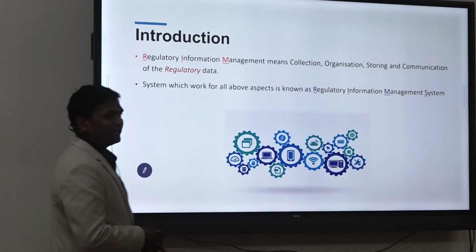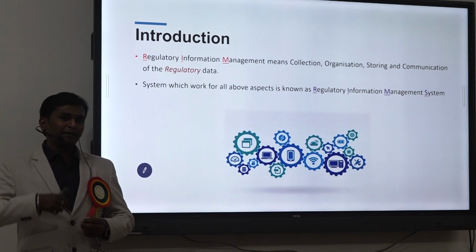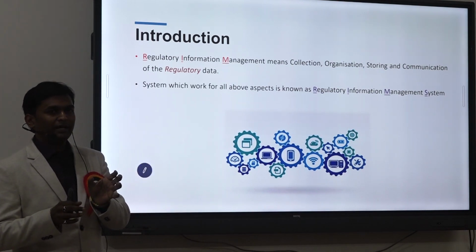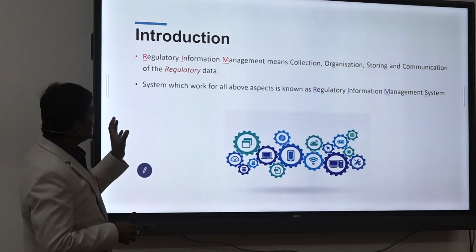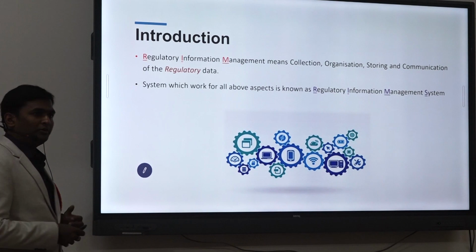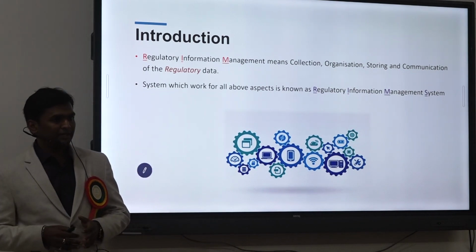Then storing of the data. Storing of the data is nothing but archiving of the data, like life cycle management. Each and every aspect of storing of the data into one database is a primary function of regulatory information management. Then communication. Communication is not just within the organization, not within the team.